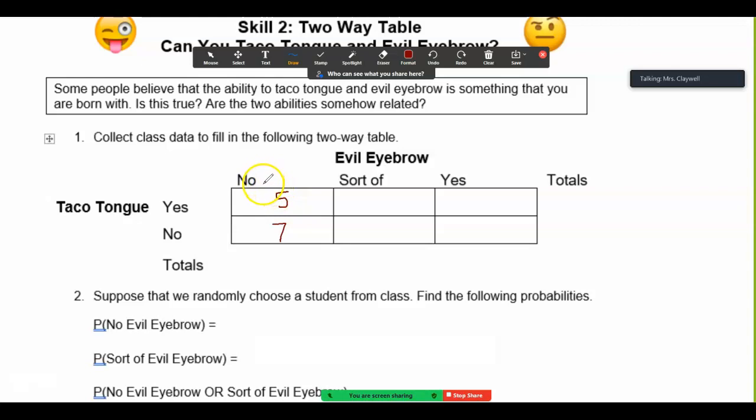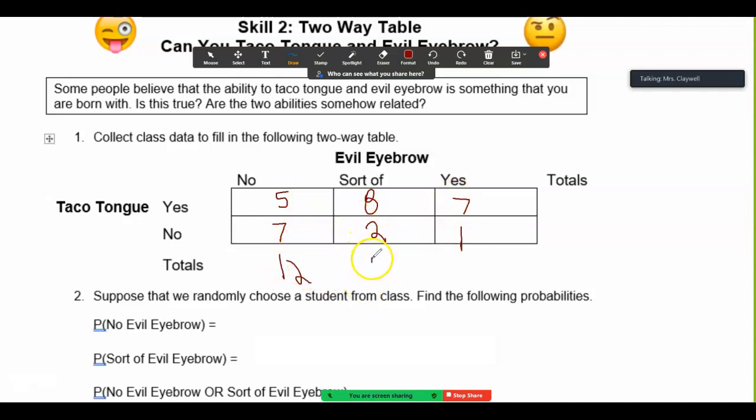Five of us were no to evil eyebrow, but yes to taco tongue. Seven of us were no to evil eyebrow and no to taco tongue. So we're just filling in sort of. We're going to pretend that this was our data.